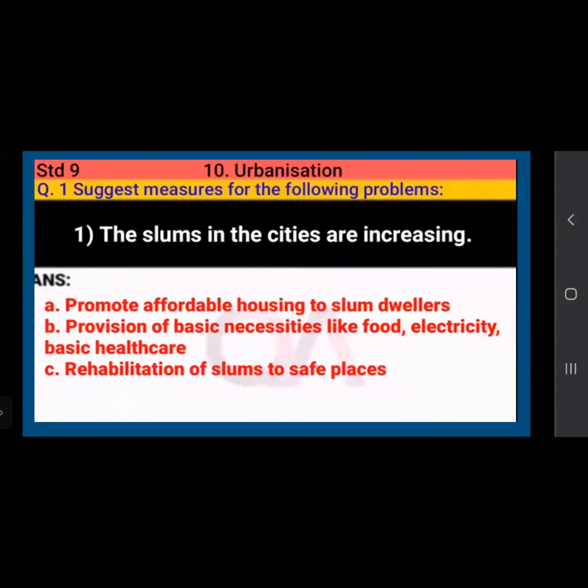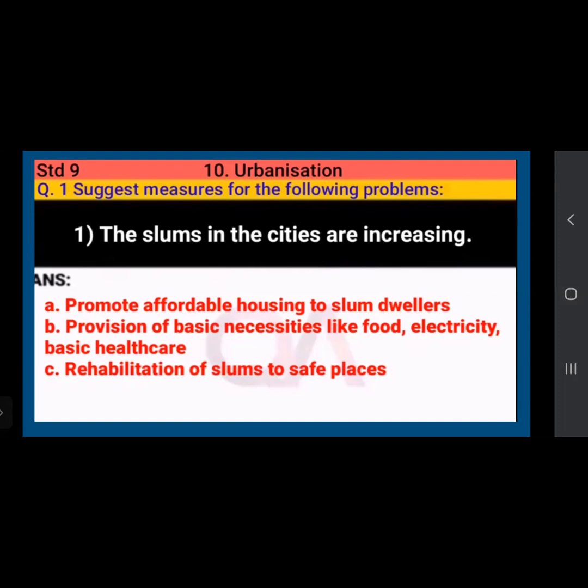Suggest measures for the following now. The slums in the cities are increasing. So what measures will you take if the slums are increasing in the cities? Promote affordable housing to the slum dwellers. So providing affordable housing to those who are living in the slums. If we provide them affordable houses, they will not be creating more and more slum areas.